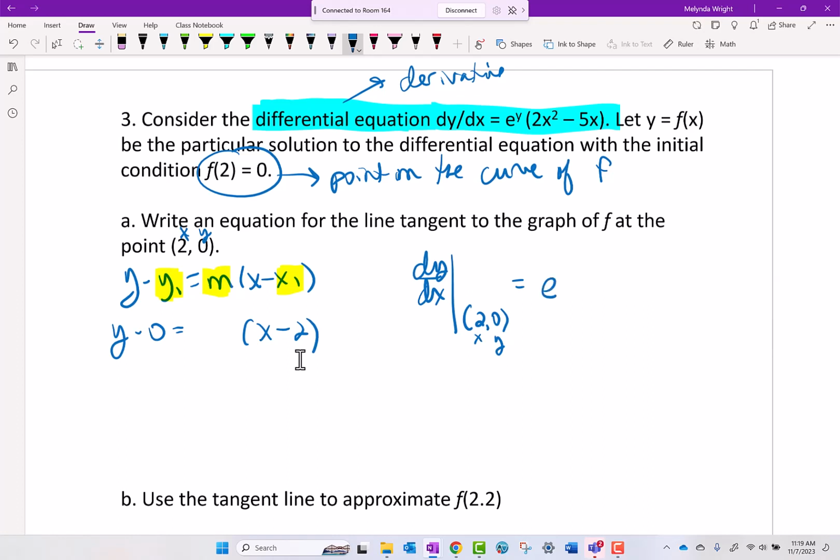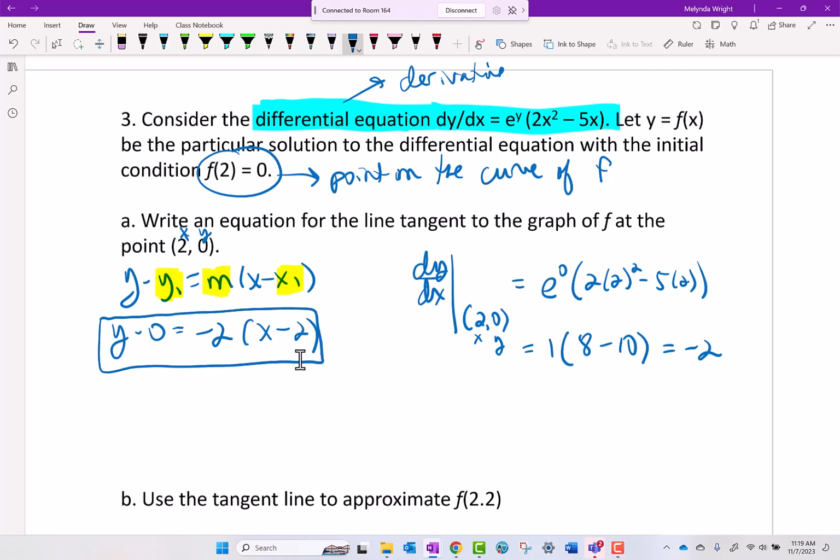So I've got e to the 0 times 2 times 2 squared minus 5 times 2. Okay, I just substituted into the derivative. We know e to the 0 is 1. So 2 times 2 is 4. 4 times 2 is 8. 8 minus 10. Okay, I'm getting -2. Does that look right to y'all? Is my arithmetic okay? That's -2, right? So there we go. So yay, we wrote the equation for the tangent line.